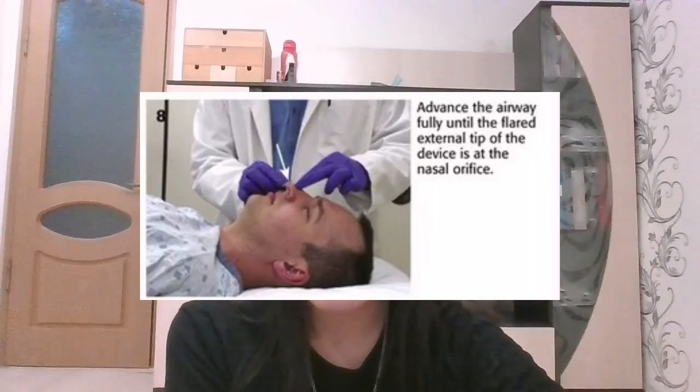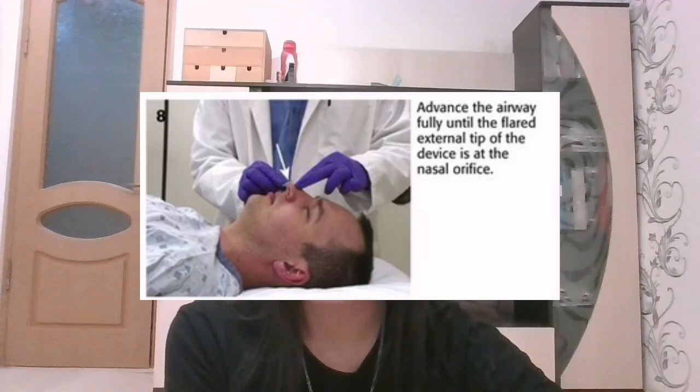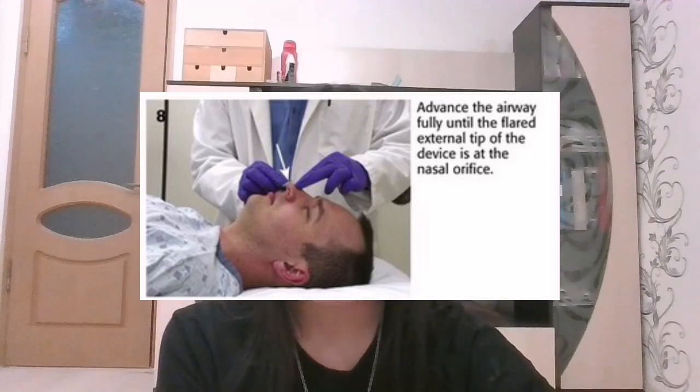Using gentle yet firm pressure, pass the airway through the nasal cavity under the inferior turbinate. If you encounter resistance, try rotating the airway slightly and reattempt at once. If the tube still will not pass, try inserting into the other nostril. Advance the airway straight back until the flange is resting at the nostril opening.